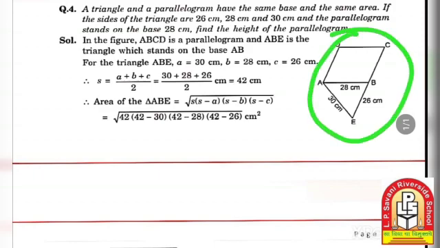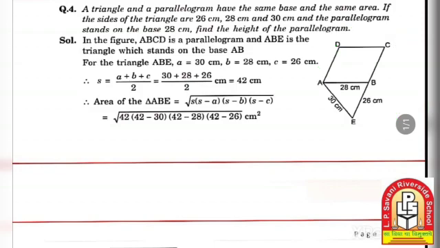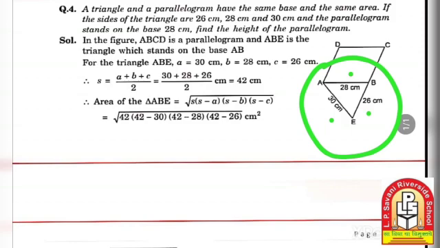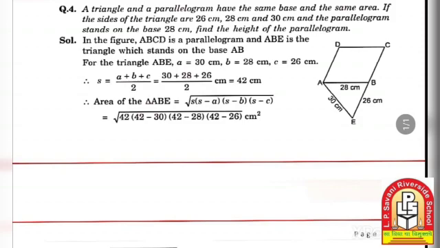So see this figure carefully. Here is one triangle which has side AE equal to 30 centimeter, AB equal to 28 and BE equal to 26 centimeter. ABCD is the parallelogram and ABE is the triangle which stands on the base AB. So a is equal to 30, b is equal to 28 and c is equal to 26 respectively.